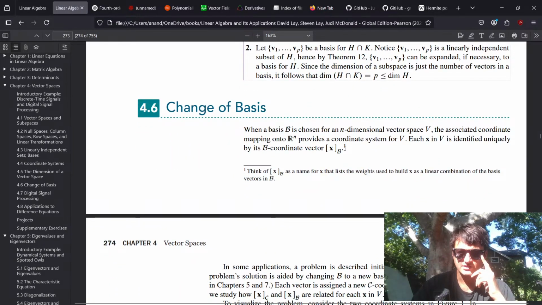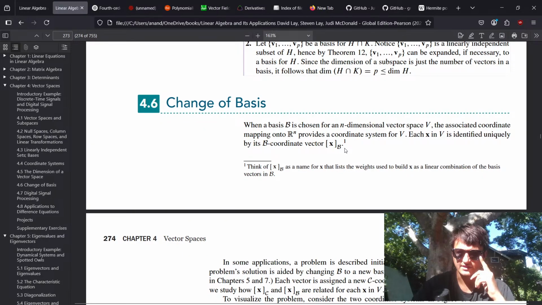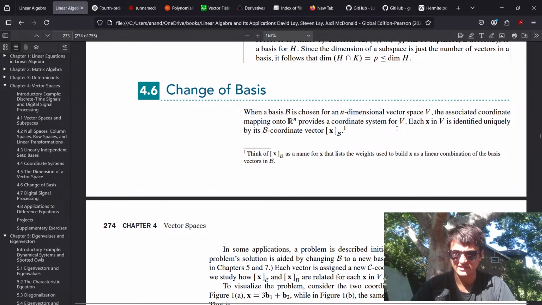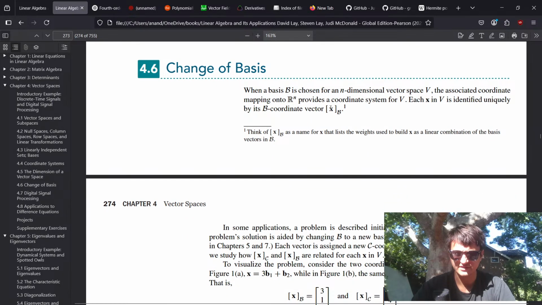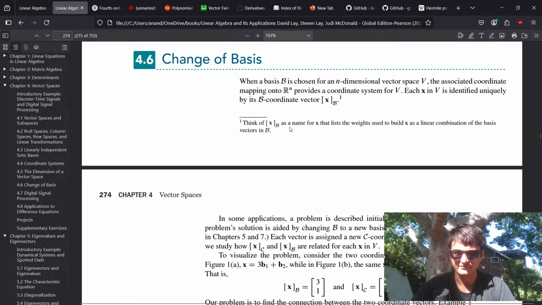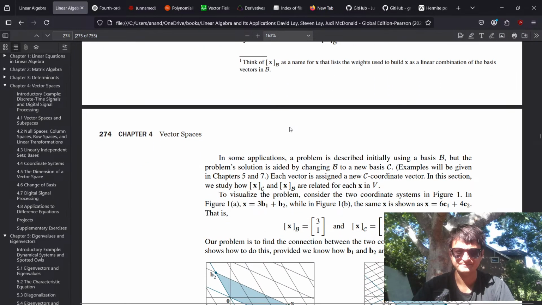When a basis B is chosen for an n-dimensional vector space, the associated coordinate mapping onto Rn provides a coordinate system for V. Each x in V is identified uniquely by its B coordinate vector [x]_B. Think of [x]_B as a name for x that lists the weights used to build x as a linear combination of the basis vectors in V.